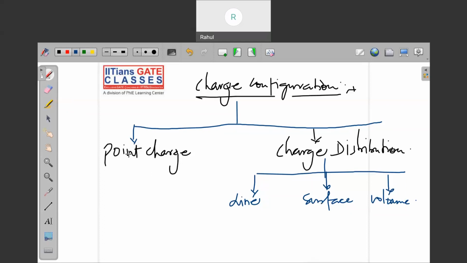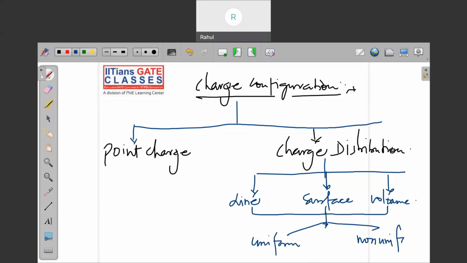So a point charge is the charge confined to a point, and charge distribution means, suppose charge is distributed along a line, that is line charge, or over a surface or a volume. These charges can be uniform or non-uniform, so you have to keep these things in mind.